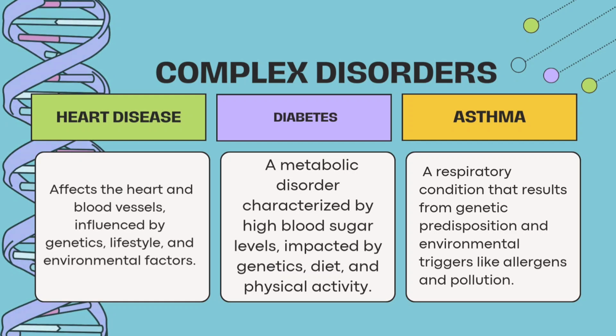Asthma. Asthma is a chronic lung condition that causes inflammation and narrowing of the airways, making breathing difficult, and is influenced by genetic susceptibility and environmental triggers, including allergens, air pollution, and respiratory infections.